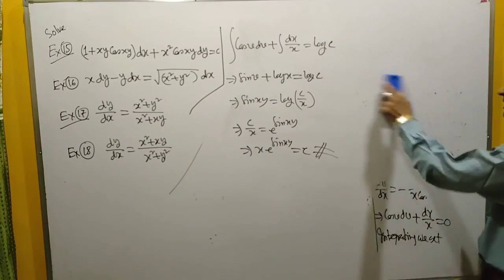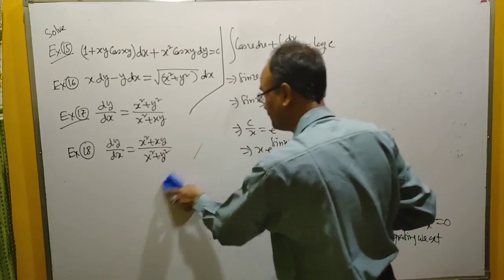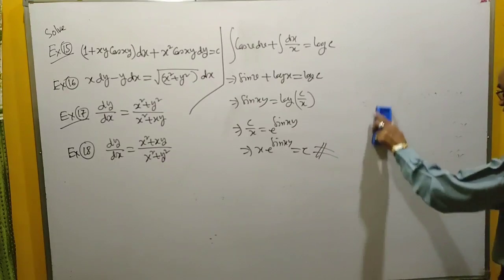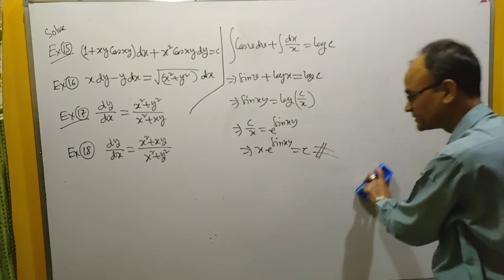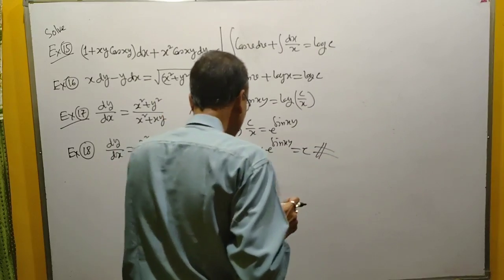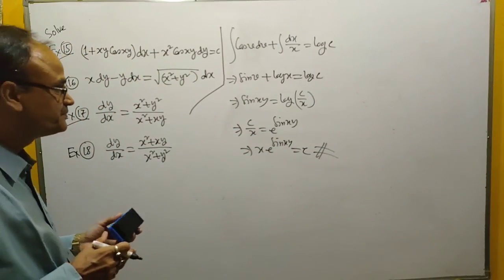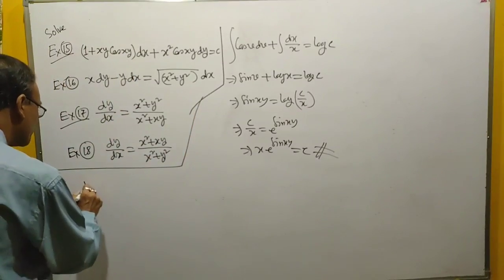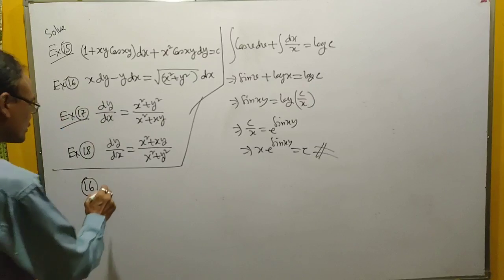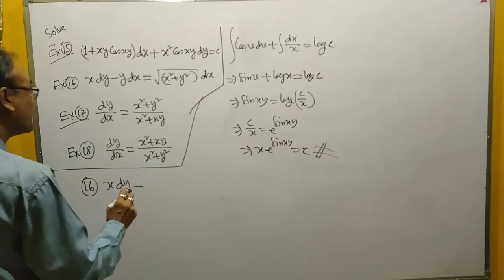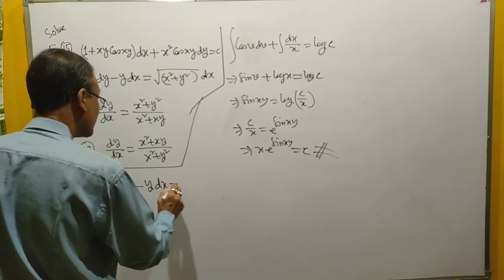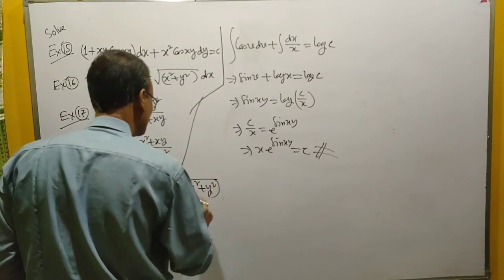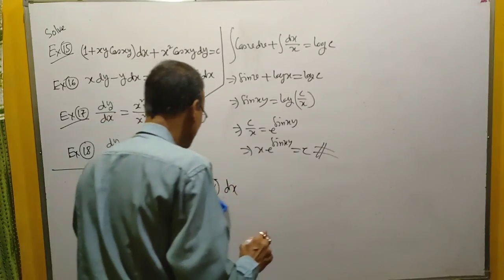Now, today's second problem, question number 16. I am going to solve question number 16. Perhaps you have noted. Question number 16: x dy minus y dx equal to root of x square plus y square dx. This is the question number 16.